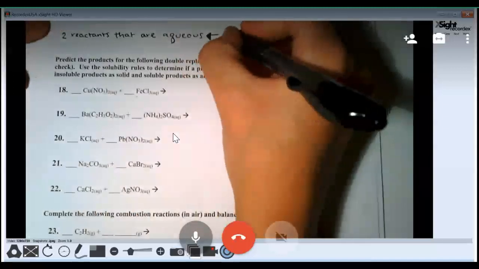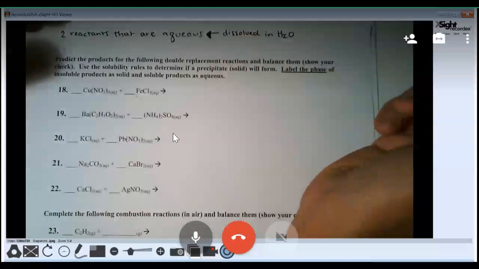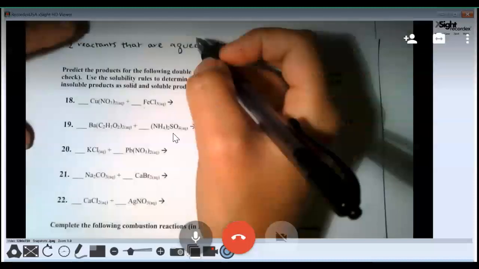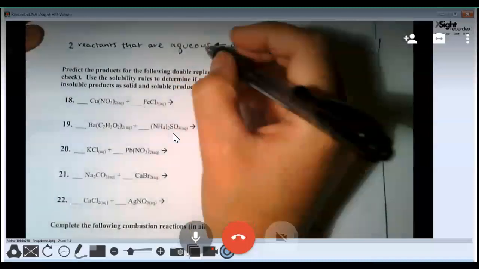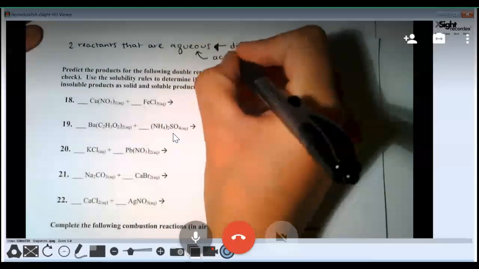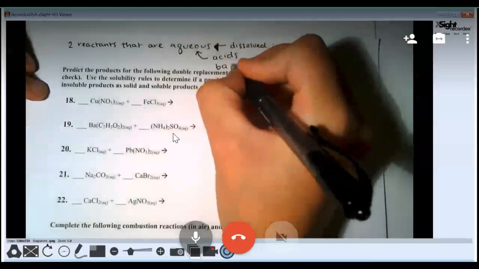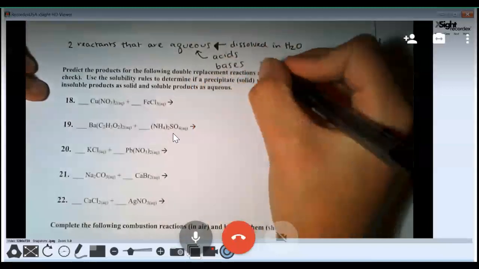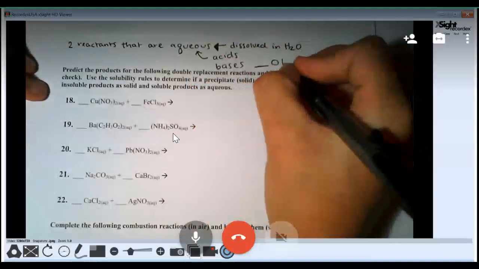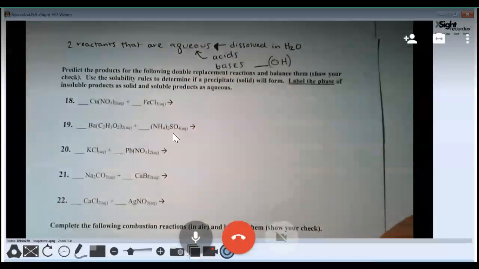Aqueous just means that they're dissolved in water. They're in solution, so they're dissolved. And there are a couple of things that are always aqueous, or you can assume are aqueous. So acids, so anything that starts with hydrogen, and bases. So if it's something and then OH, the hydroxide ion, then those are pretty safe to assume that they are going to be dissolved.